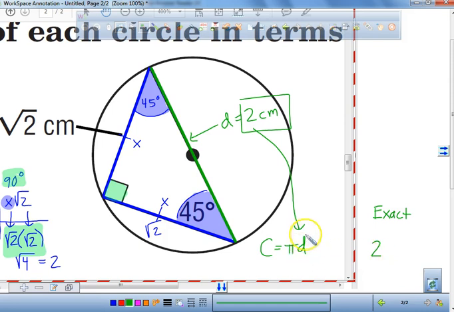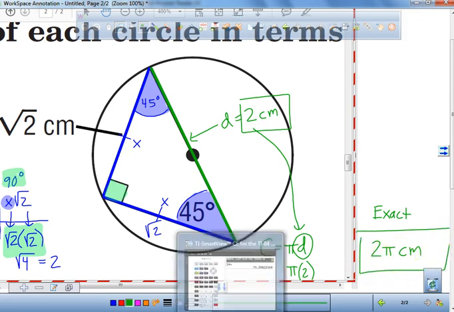Okay, here's what I want you to do. Stick a 2 right there. So that would be pi times what? 2. But we don't call it pi times 2 because we always lead with the coefficient. We call it 2 times pi. And then you stick centimeters right there. And that's your exact answer.